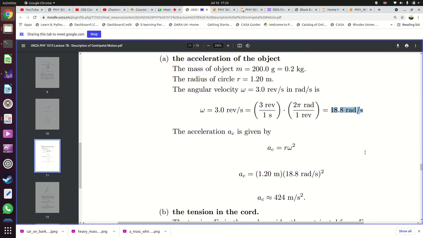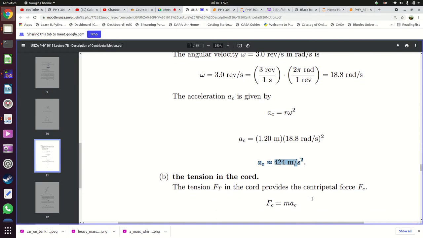Once you have your angular velocity in radians per second, now you can work out your acceleration. Your centripetal acceleration is going to be the radius of the circular path multiplied by how fast this object is going around in a circle, which is the angular velocity in radians per second. So that's going to be 1.2 meters multiplied by 18.8 radians per second. And this is going to give you an acceleration of 424 meters per second squared. This is quite a large acceleration. Basically what he's trying to show you here is that when objects are turning, they usually undergo a large amount of acceleration, in meters per second squared.